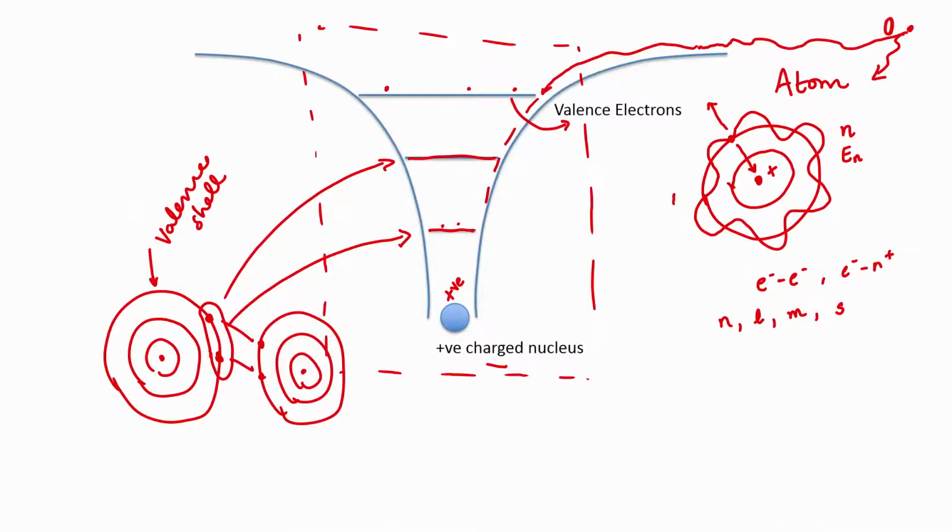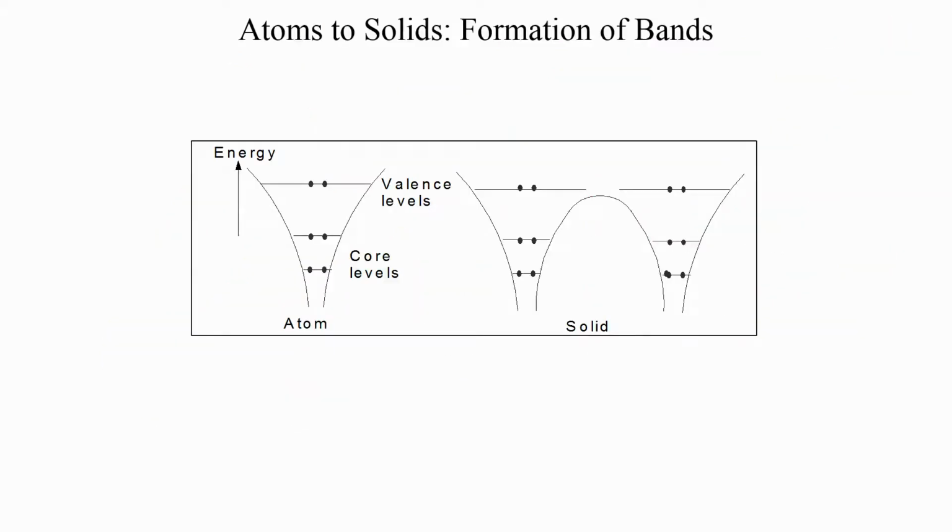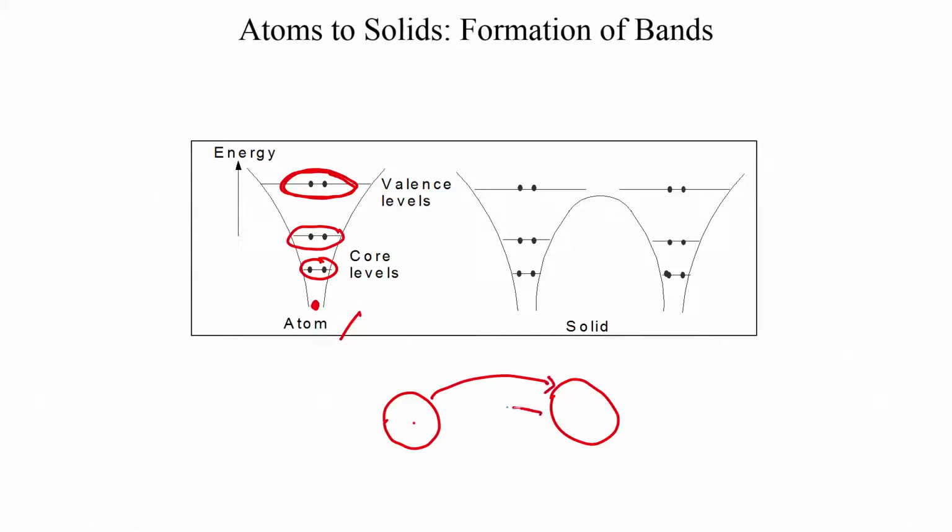Now what happens when you start bringing several atoms closer to each other? Here you have a single atom and you have all these electrons that are sitting closer to the nuclei and are more tightly bound to the nuclei, whereas the valence electrons are the farthest away from the nuclei, and therefore they experience the least amount of binding to the nuclei. Now when you start bringing two different atoms closer to each other, the electrons in each of these atoms begin to interact. And what do we mean by that?